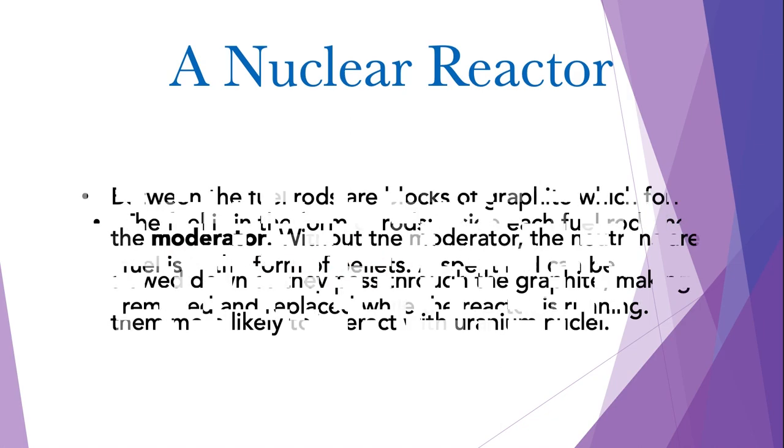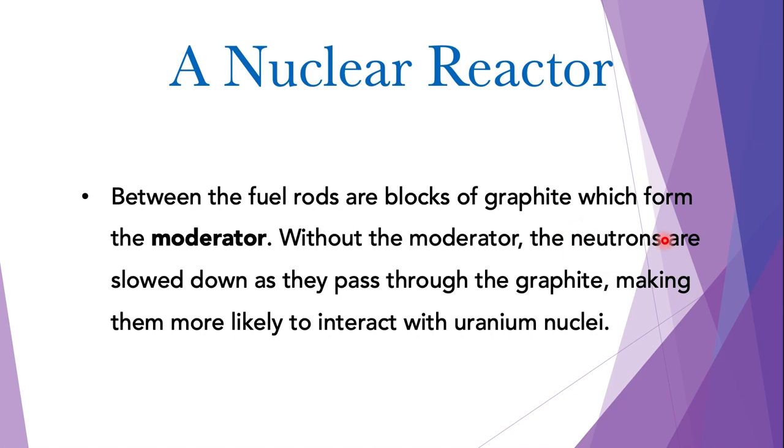Okay, so between these fuel rods are blocks of graphite which form the moderator. Without the moderator, the neutrons are moving fast, making them less likely to interact with uranium nuclei, and you know what happens next. So this is where a moderator comes in. The moderator slows the neutrons down, so they are more likely to interact with uranium nuclei. So these blocks of graphite form the moderator.